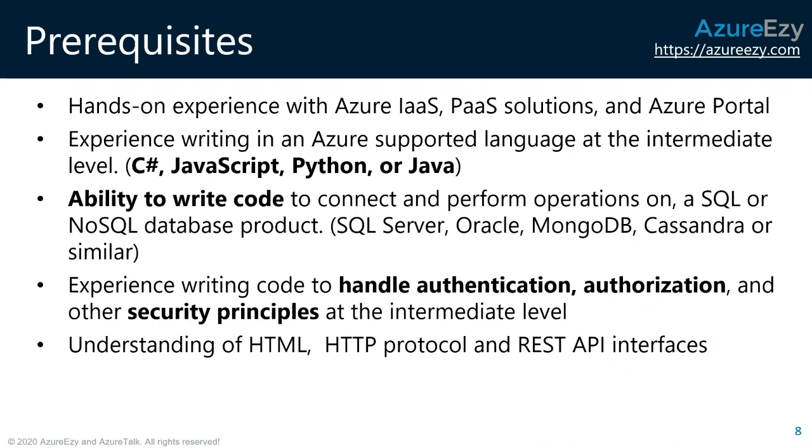Now, the next prerequisite for this particular certification is that you should know how to write code. When you are writing code for any application, you should know how to connect your applications and APIs to a database, and how to make the connection strings. You should have some basic and operational knowledge of a database. It can be SQL, NoSQL, or something like MongoDB, Cassandra, or SQL Server. You should be familiar with these things.